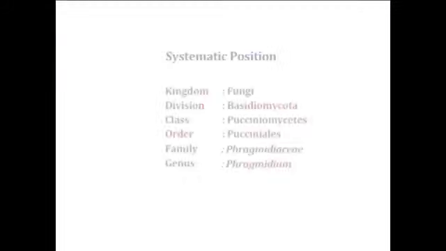Next important disease is the rust. The disease is of worldwide distribution. Heavy losses occur due to premature defoliation. The pathogen appears as yellow to brown pustules, imparting a rusty appearance to the shoots. Now coming to the systematic position of this pathogen.